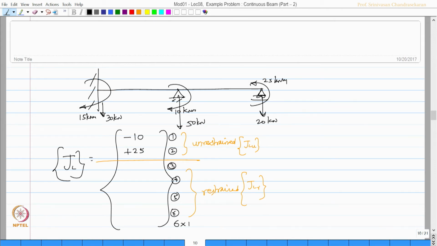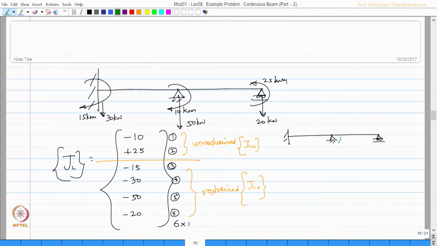Okay. 3 by that logic will be minus 15, 4 will be minus 30, 5 will be minus 50 and 6 will be minus 20. Okay. You can compare if you want, we can also draw that particular beam here for our understanding and mark the degrees of freedom.